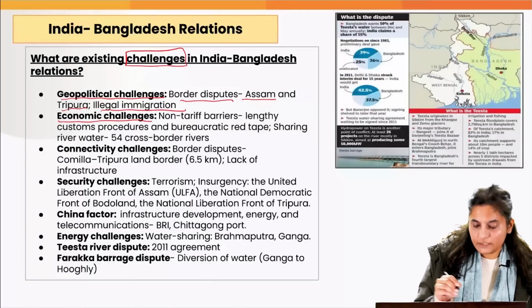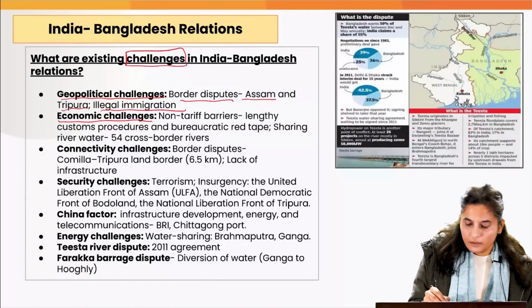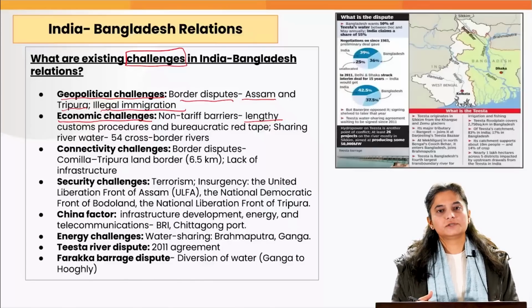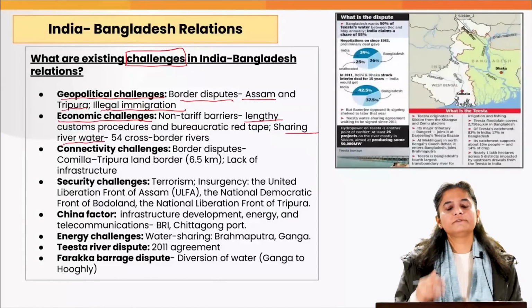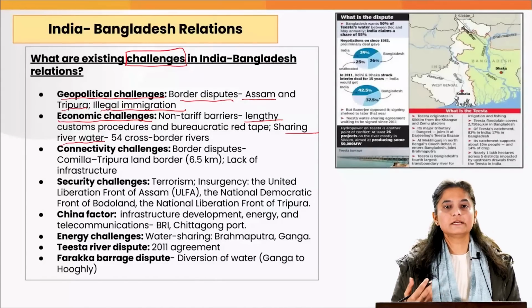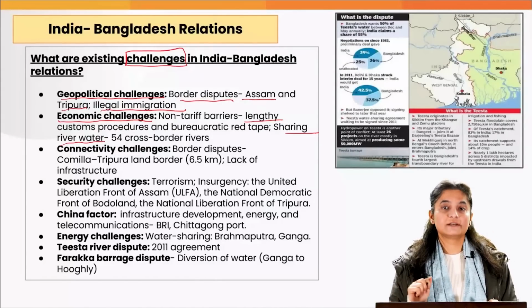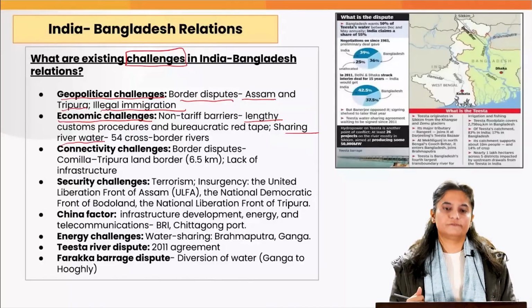Then we also have economic challenges, especially in the form of non-tariff barriers. We have lengthy, complex procedures, and red tape is also there. And like I said, we share 54 rivers. So it accentuates the need for clarity of the borders that we need to have, but we do not have. That's why this generates a greater number of issues.